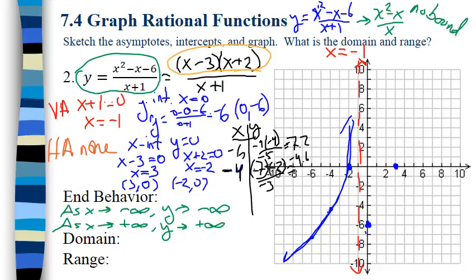So let's pick another value, so like maybe 6 or 8. So let's pick 6. Well, I started writing 8. We'll do 8. So 8 minus 3 is 5, 8 plus 2 is 10, 8 plus 1 is 9. So what's 50 divided by 9, which is approximately 5.5. So we go out to 8 and go up to 5.5.